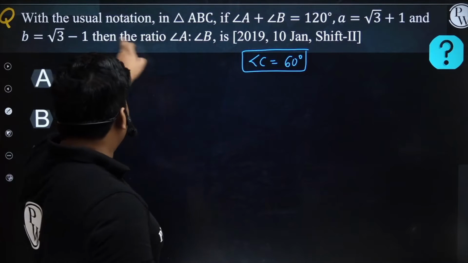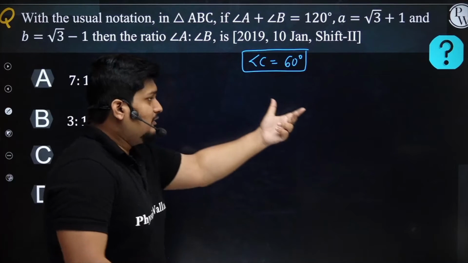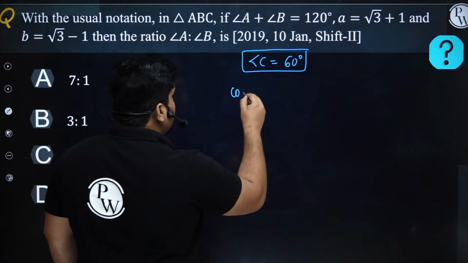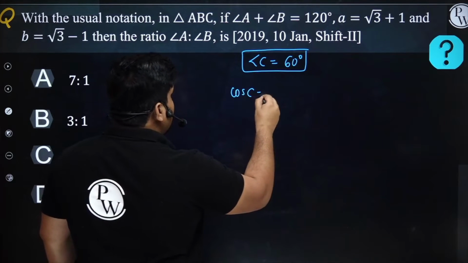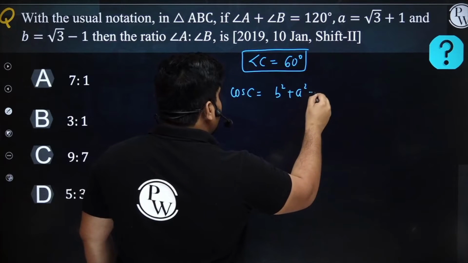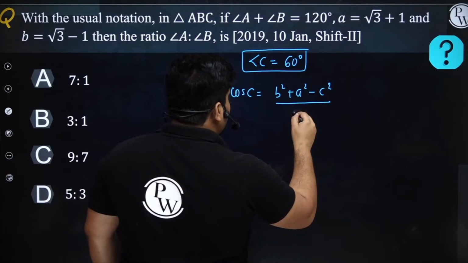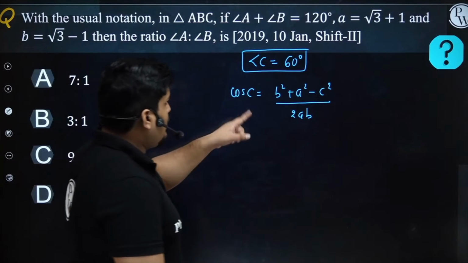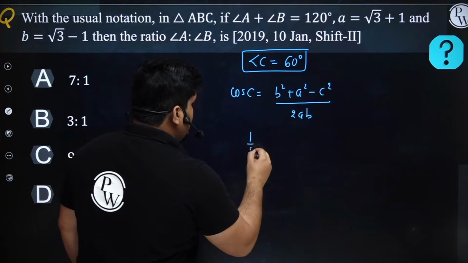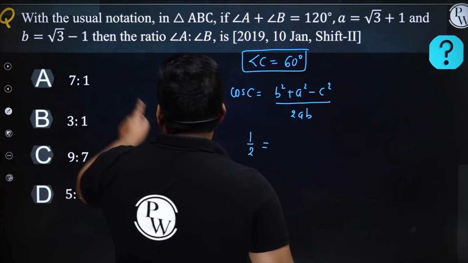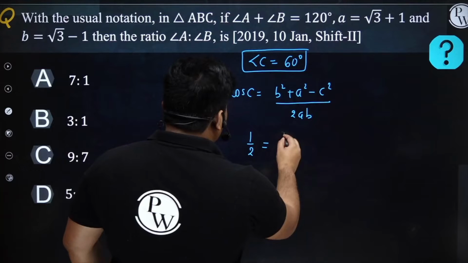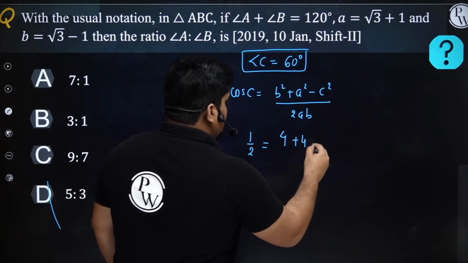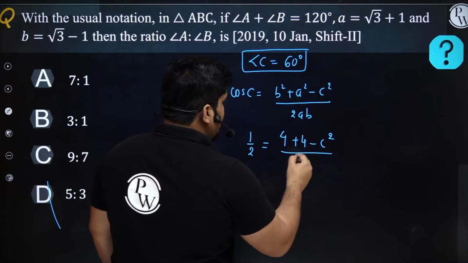But let's find out side c also. It's not difficult to find out side c. What will be cos of C? We are going to use the cosine rule here. So cos C, which is cos 60, is 1 by 2, equal to b square plus a square minus c square divided by 2ab. What is b square? You square it: 3 plus 1, 4 minus 2 root 3, and that will get cancelled out with a square. So 4 plus 4 minus c square divided by 2ab.